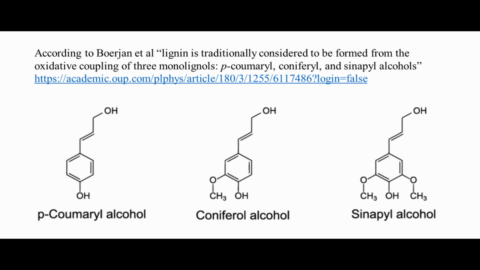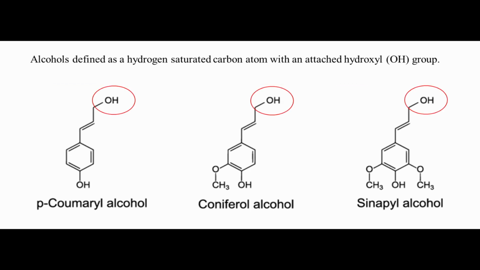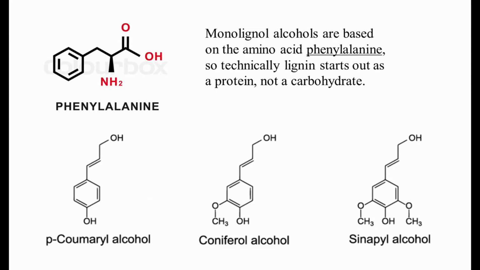According to Bourgeon et al., quote, "Lignin is traditionally considered to be formed from the oxidative coupling of 3 monolignols, p-coumaryl, coniferyl, and sinapyl alcohols." Unquote. Alcohols are defined as a hydrogen-saturated carbon atom with an attached hydroxyl OH group. Monolignol alcohols are based on the amino acid phenylalanine, so technically lignin starts out as a protein, not a carbohydrate.